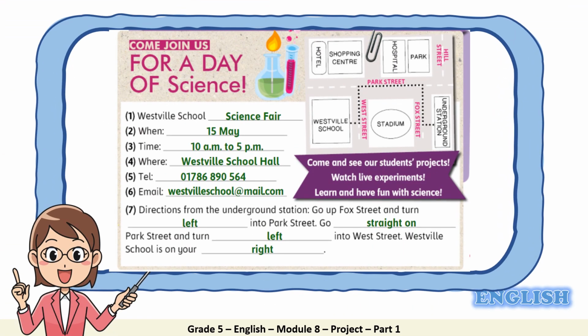Let's take a final look at our invitation and see if we did a good job. We started with a title. We added all the important information, the time, the place, the telephone number, and the email. We also wrote the directions and included a map. That is a well done invitation. Good job!